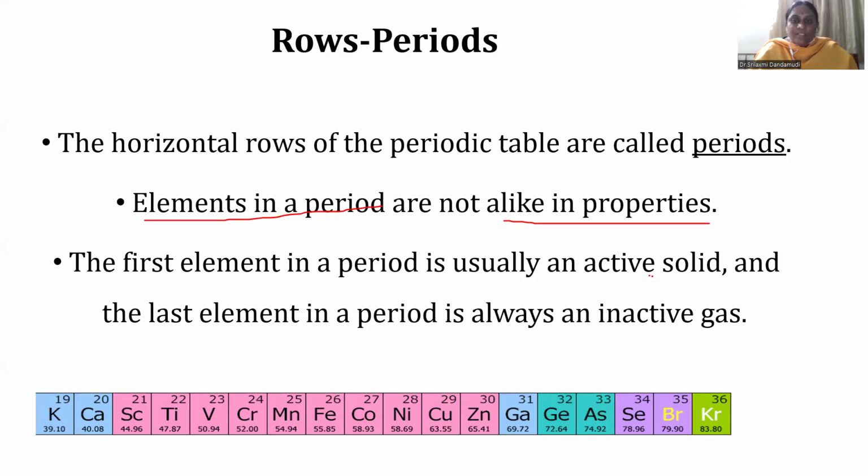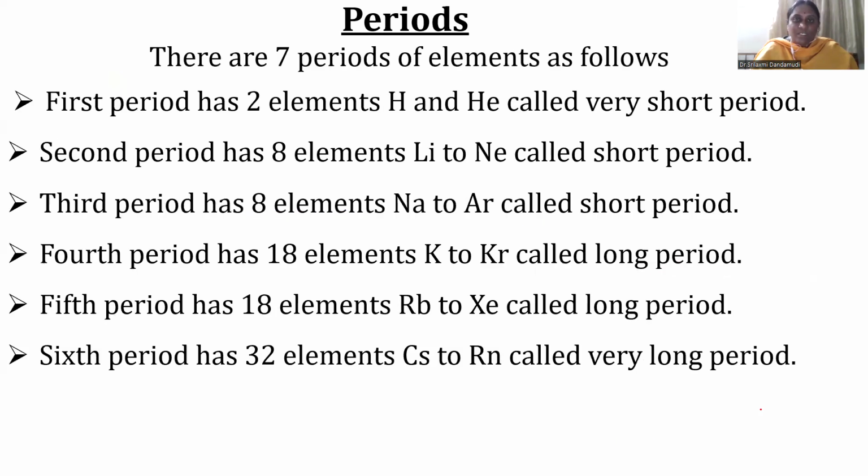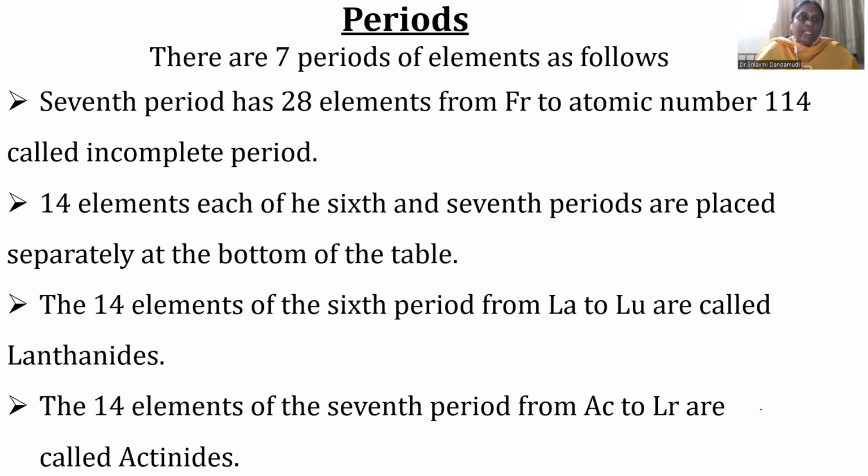Okay, the first period starts with a solid and the last group is always inactive. That means it ends with a noble gas. It has completely filled orbitals, so it is very stable. The first period is the shortest period. It contains two elements. The second and third periods have eight elements, and the fourth and fifth periods contain 18 elements. The sixth period has 32 elements, and the seventh period is an incomplete period. It contains 28 elements.